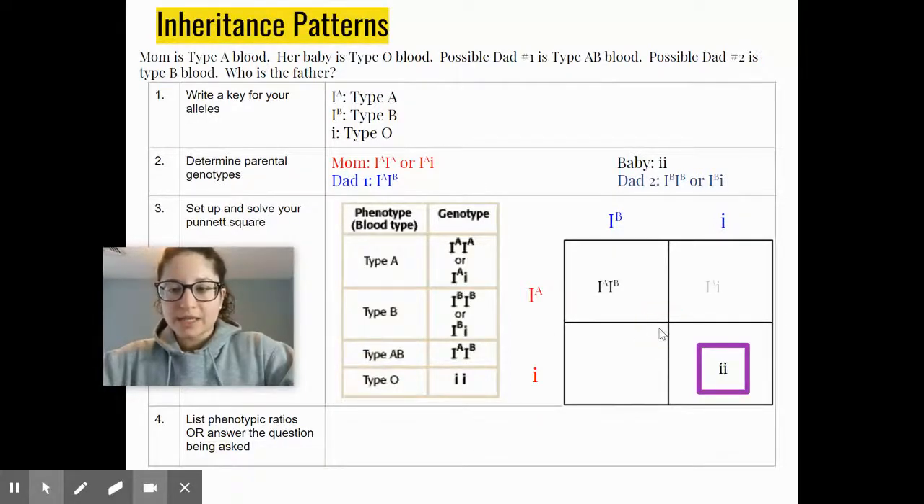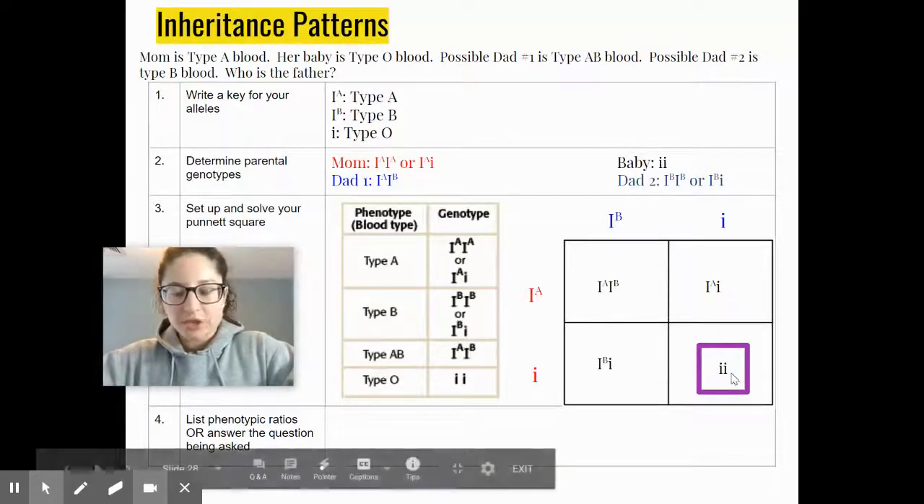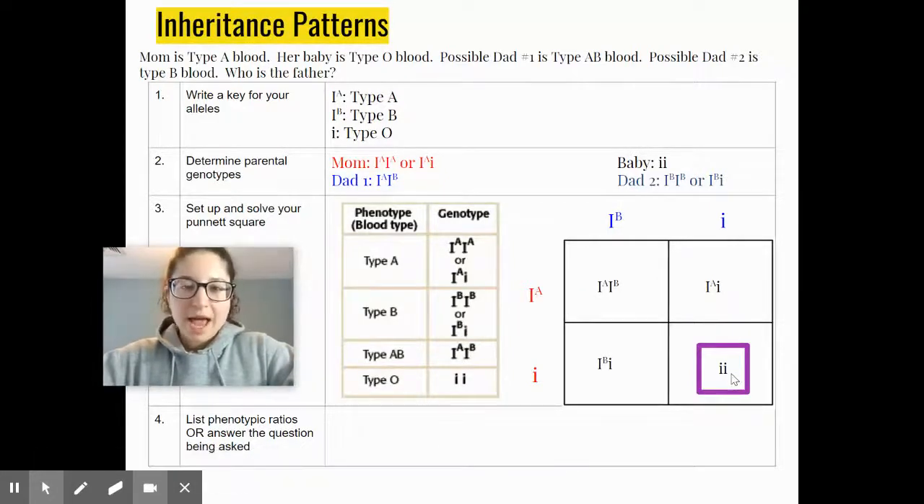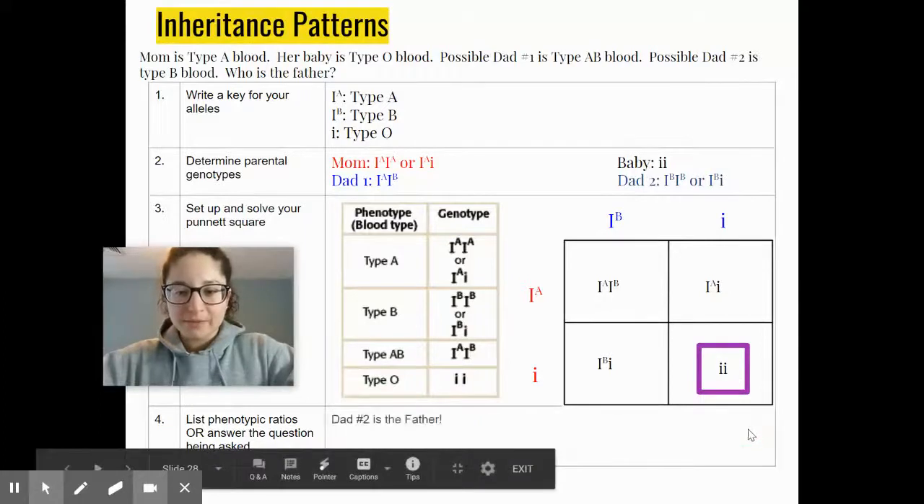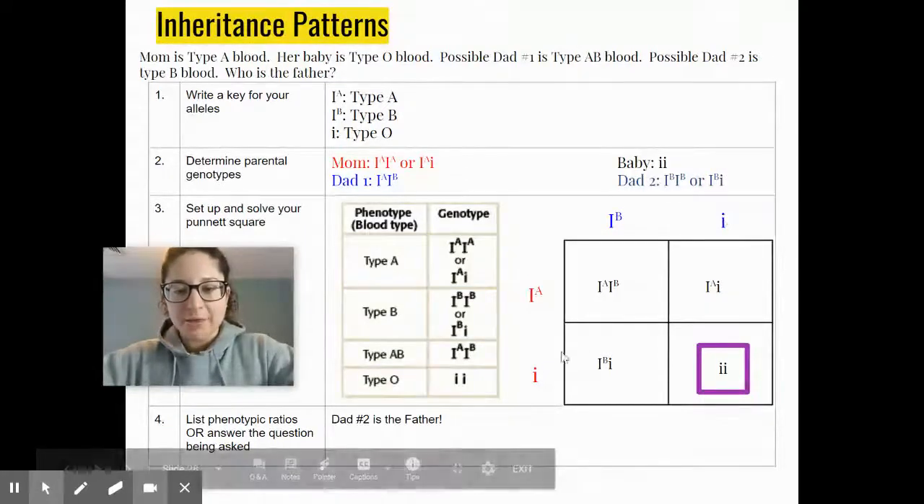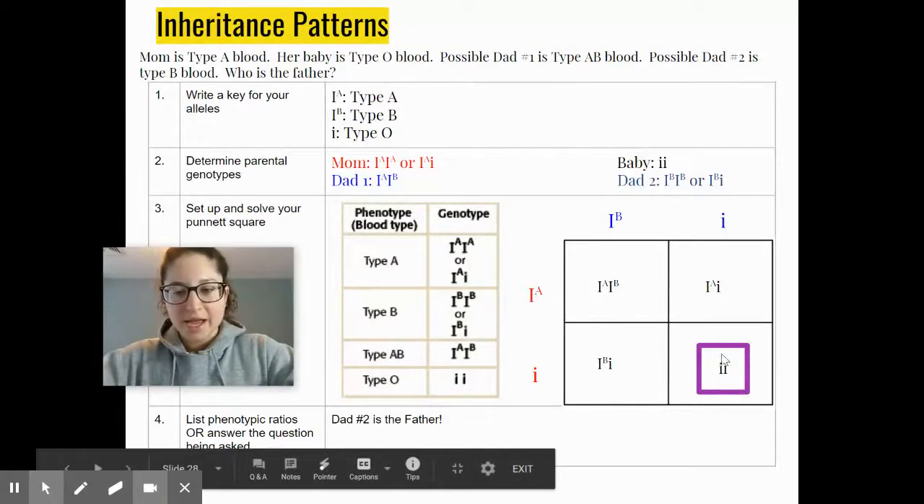So I'm just filling in the Punnett square now, but this shows us that dad number 2 has to be the father because he can donate his recessive i. Mom donates her recessive i, and that makes little baby ii, type O blood.